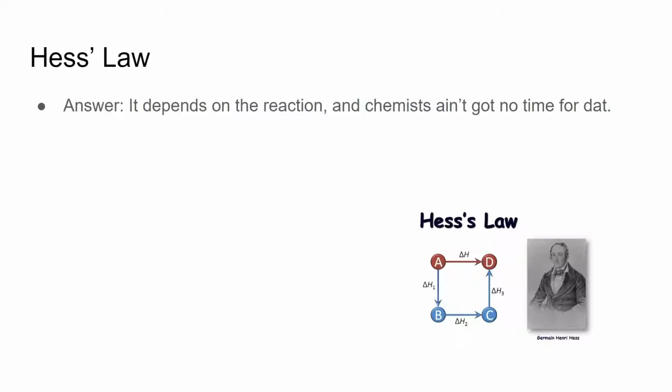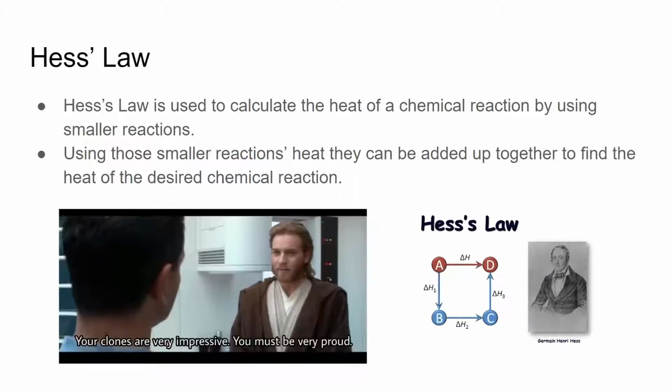So what Hess's law is supposed to mean is that chemists have lives of their own, right? They don't have X amount of time to go and do a reaction. So what Hess found out was that you can actually find the amount of energy required to have a reaction just by using smaller reactions. So basically, Hess's law is used to calculate the chemical reaction by using smaller reactions.